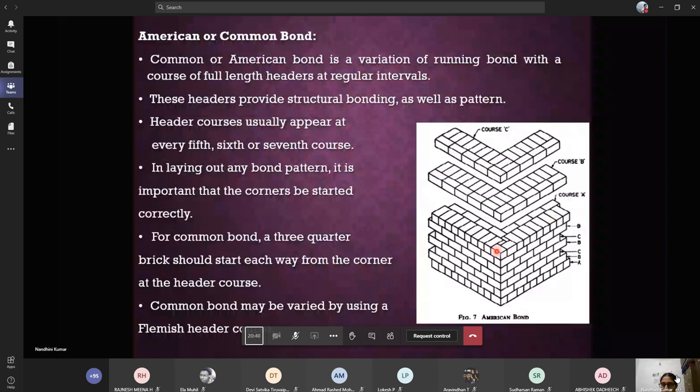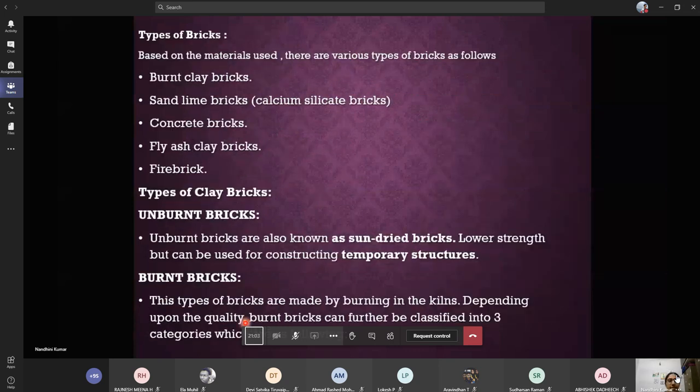Yes, can you see this? 3/4, 3/4. Then you will have your header bonds continued here. At the back, you will have only stretcher bonds. For common bond, a 3/4 brick should start each way from the corner at the header course. This is your 3/4 brick. Common bond may be varied by using a Flemish header course.